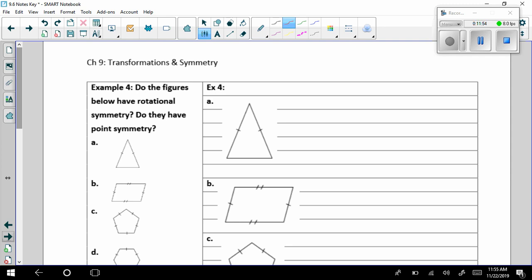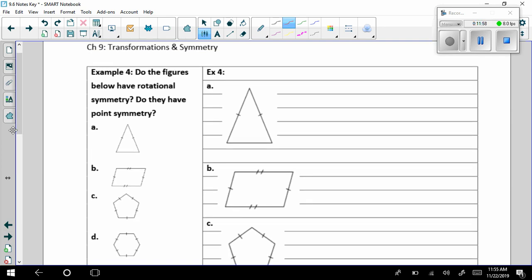Okay, so do the figures below have rotational symmetry, or do they have point symmetry? All right, so for this isosceles triangle, can we stick a pin right here and turn this and have it lock into place without making a full circle around? If you said no, you're right. This one has no rotational symmetry. I need to specify that because it actually does have line symmetry.